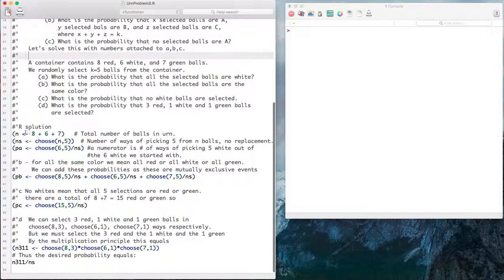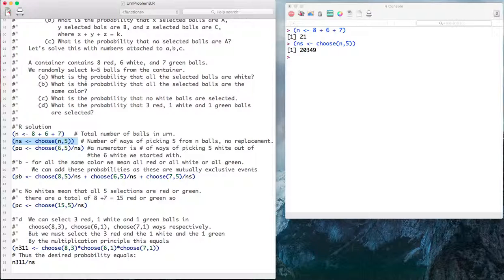Now, how are we going to do this with R? Well, first we'll define N, and that's 8 plus 6 plus 7. Those are the total number of balls in the urn. That comes out to be 21. Now, we're selecting 5 of those 21 balls. So the total number of ways of picking 5 balls from the 21, number of combinations of 21 objects taken 5 at a time, comes out to 20,349.